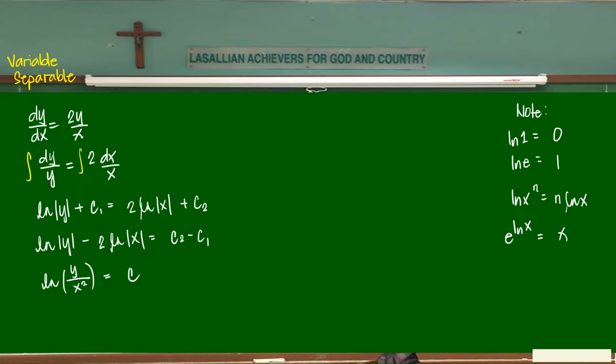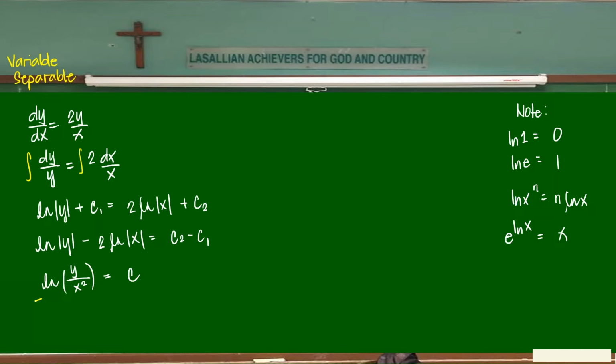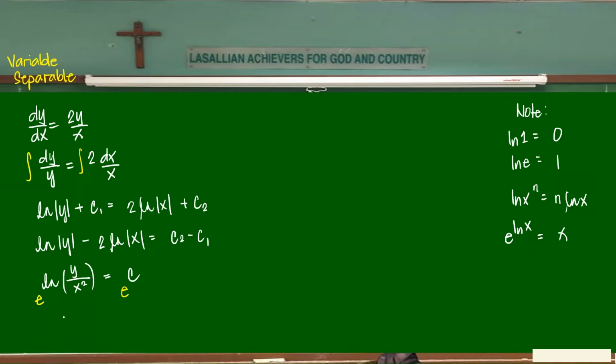Okay, so now, pwede ba nating i-separate siya? Baka pwede nating i-simplify pa. If we raise both sides to e, di ba? Kasi c2 minus c1 is just a constant. Therefore, it's just any capital C na lang, or any C, any letter. So that means this one will just be y over x squared is e to the c. Tama?